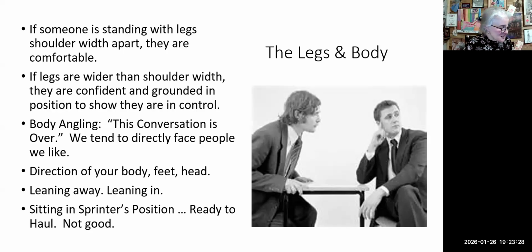And if they pull their legs together, if, like I said, their ankles touch in any way, whether crossed or just pulled together, this is someone who's uncomfortable. This is someone who feels shy, and this can happen to your characters as well. Okay. So body angling. This is when someone turns away from you.